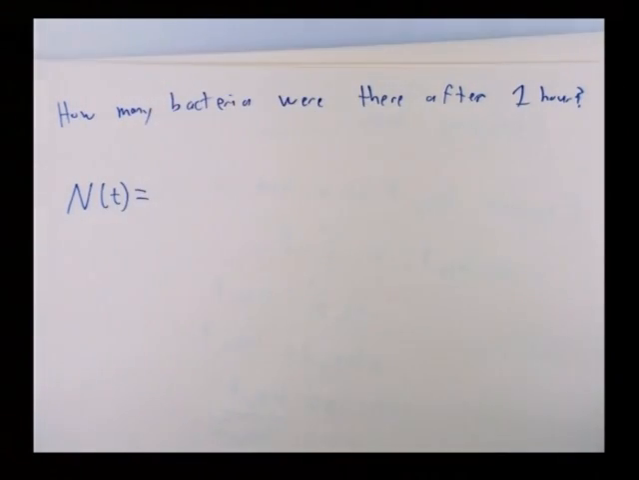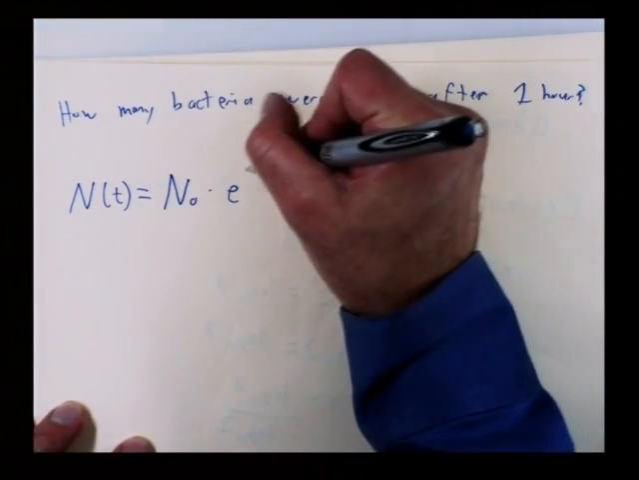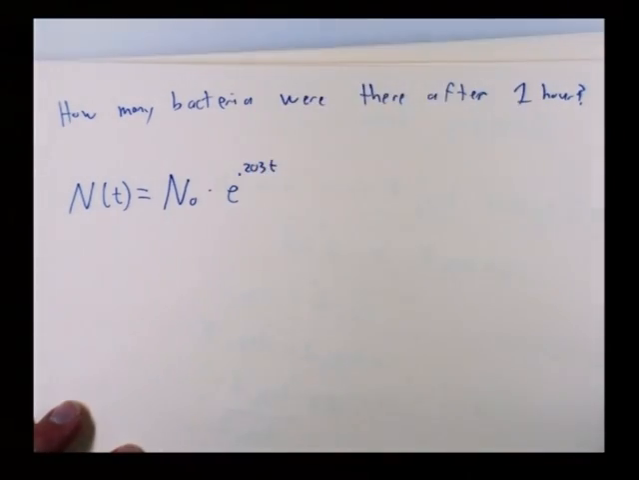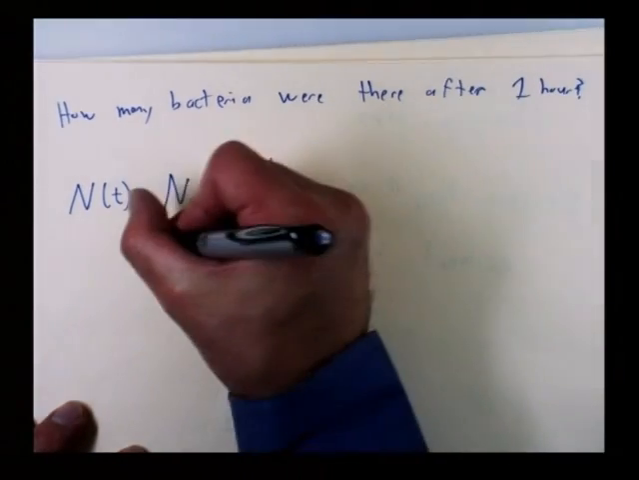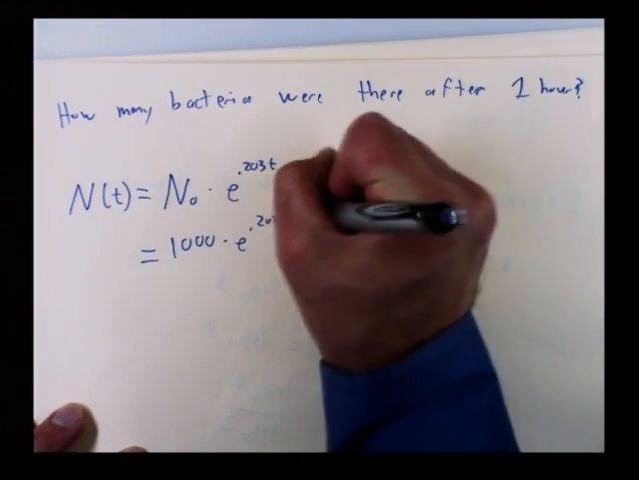Our equation n of t is now good for any time t. At any time t, we can figure out how many there are. There are always the initial number times e to the kt. I know what k is now. It's 0.203 times t. I also know what the initial population is. I know it's 1,000. 1,000 times e to the 0.203 t.